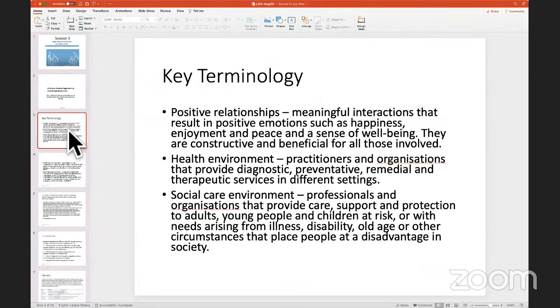Now let's look at some key terminology before I get into it, in terms of a bit of understanding. One of the key words which came across in this particular learning outcome is positive relationships.